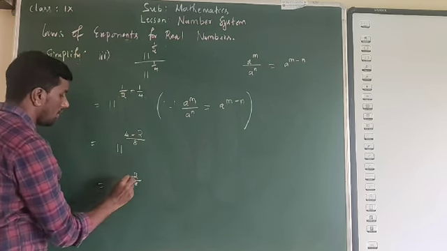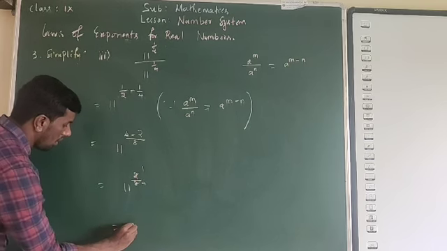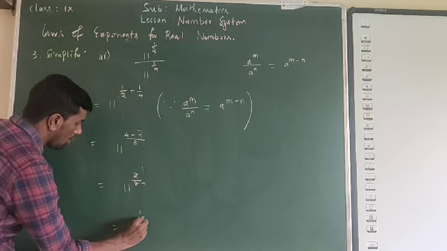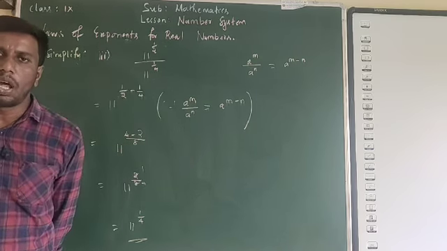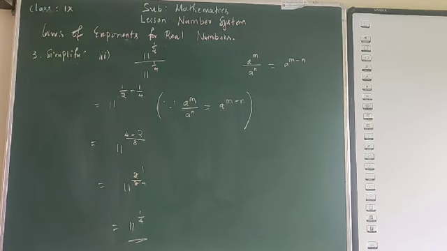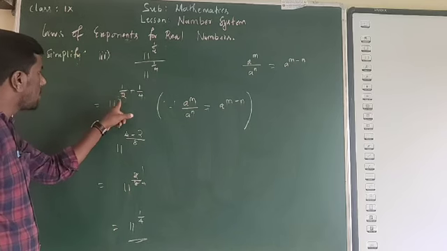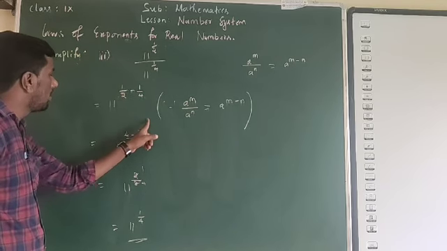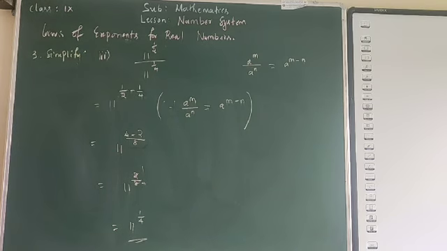In the denominator we have 8. So cancel in the power: 2 ones are 2, 2 4s are 8. So what is remaining now? 1 in the numerator and 4 in the denominator. So 11 to the power of 1 by 4 will be the answer for this. That simplification should be done in the power only. The bases are the same, so we keep the base as it is. Only that simplification happens in the power part, the exponent part. Okay. So we have the last one.